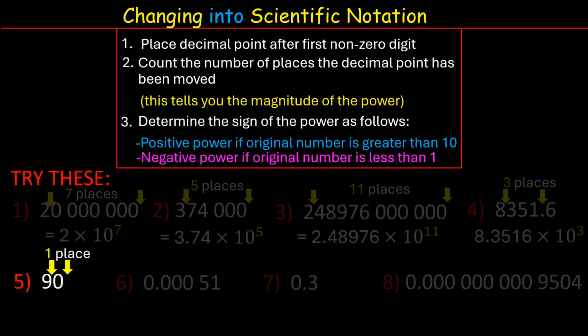Next, after moving the decimal point, we count only 3 places, resulting in 8.3516 multiplied by 10 to the power of 3. For number 5, 90 is only 9 lots of 10, which means 10 to the power of 1. There is no real benefit in writing 90 in scientific notation. The rest of our examples are all numbers less than 1, so we immediately know all their powers will be negative.